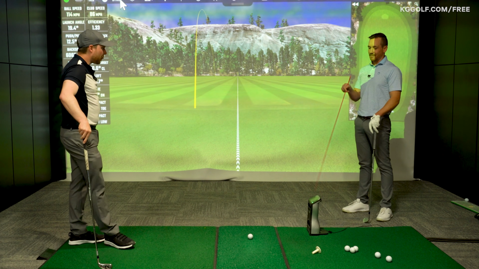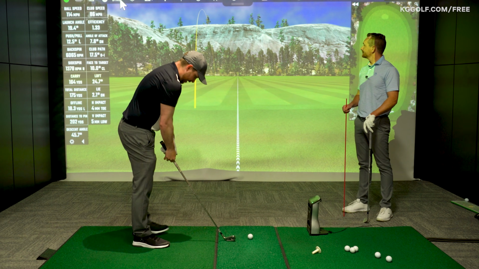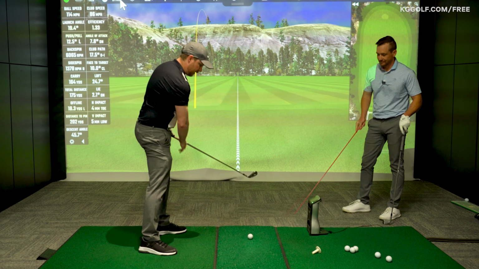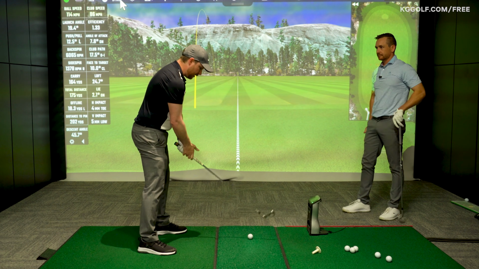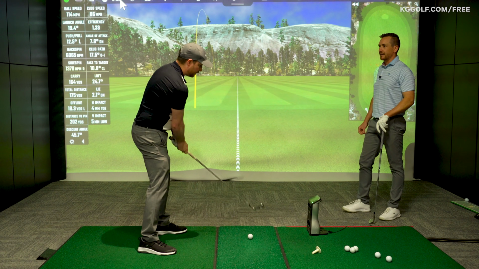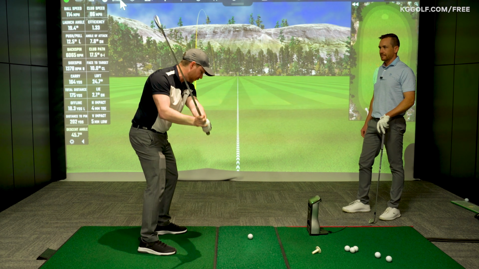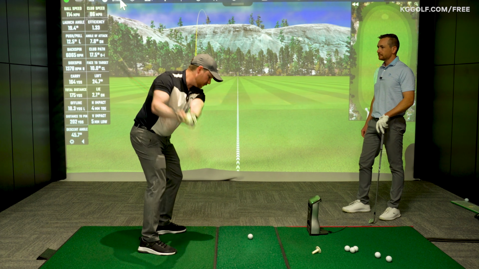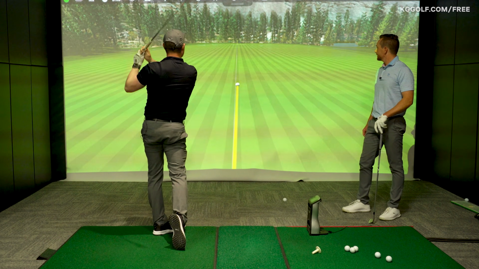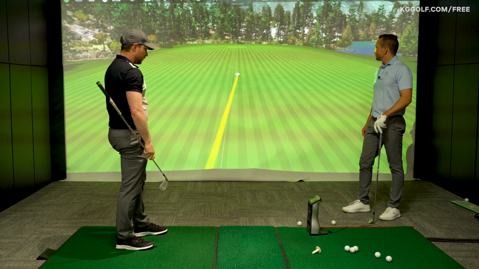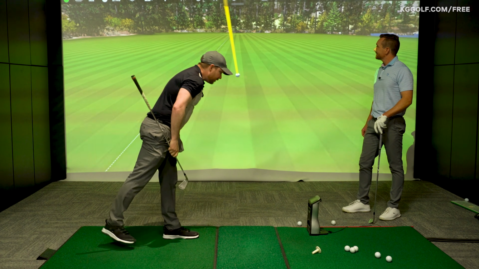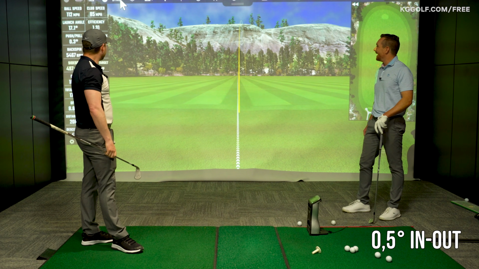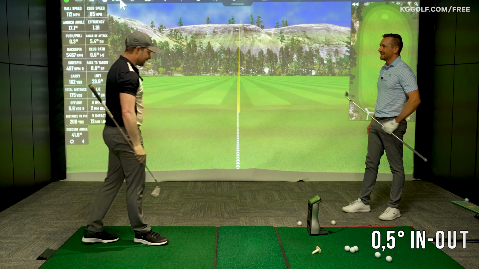All right, now let's top it off with a nice straight one. Okay, it's close to zero. Showing off. Now, interestingly, I will say this, my path tends to be a little in to out. So for me to hit straight, I actually have to feel like that nail is pointing a little bit to the left. Decent shot. Very good. It's okay. Half a degree in to out. So not too bad. I didn't get zero this time.